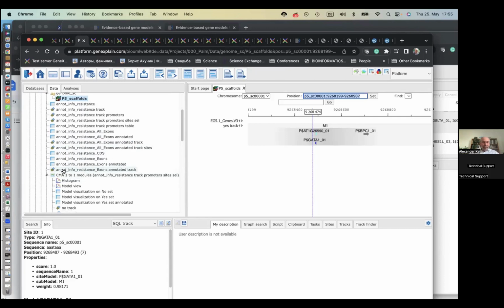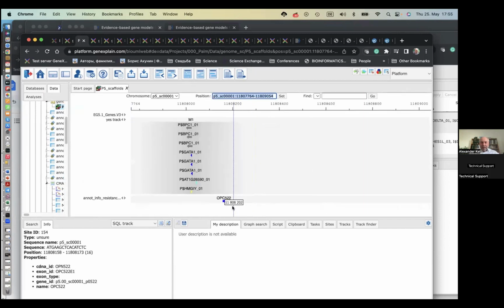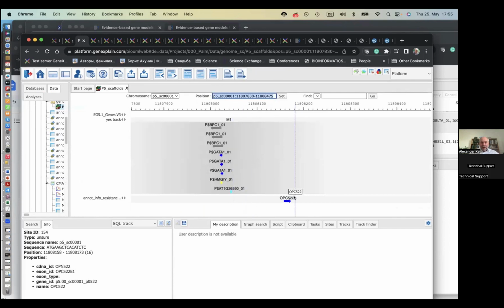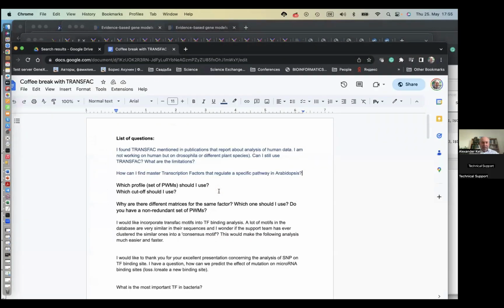So, by the way, here is a track of genes, I guess. Is it? All right, yes. So these are actually the genes, which are resistance genes found in that publication. And then in the promoter of that gene, as you see, we found the cluster of transcription factor binding sites. Let me go to my previous questions.